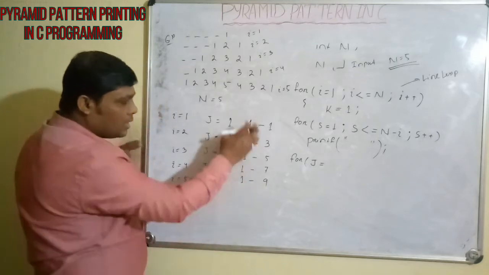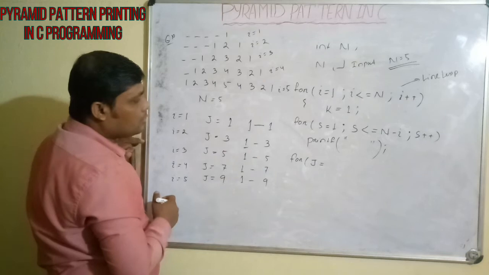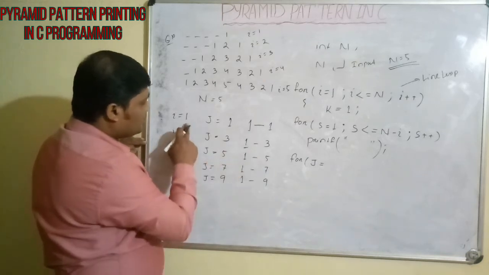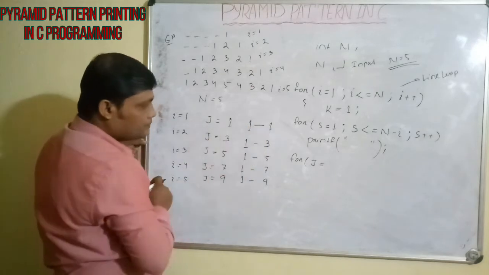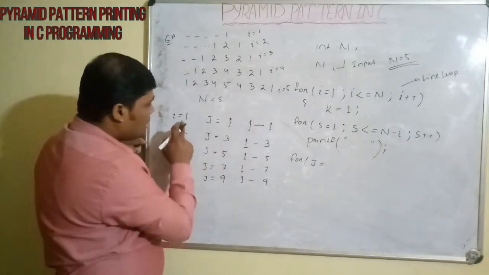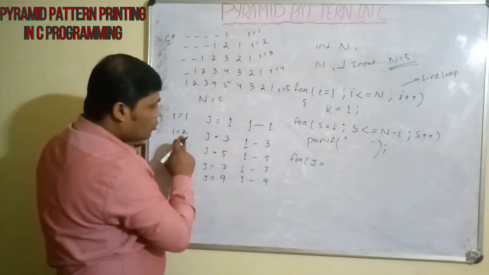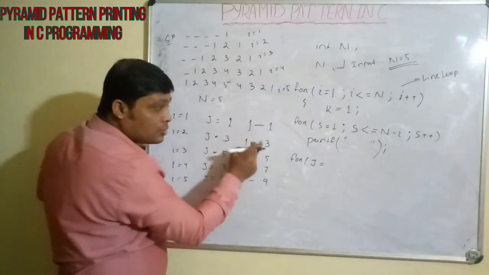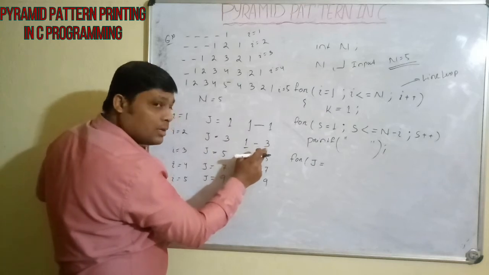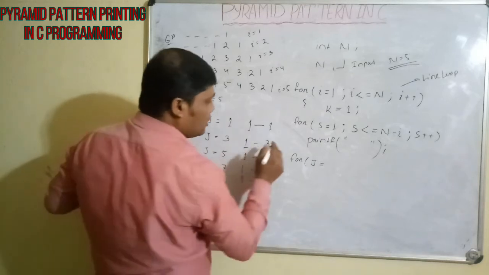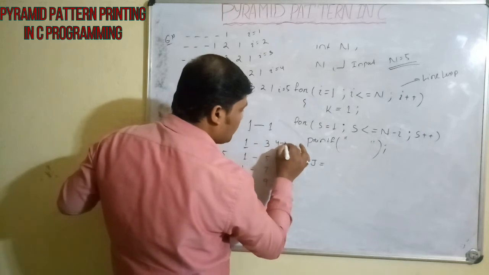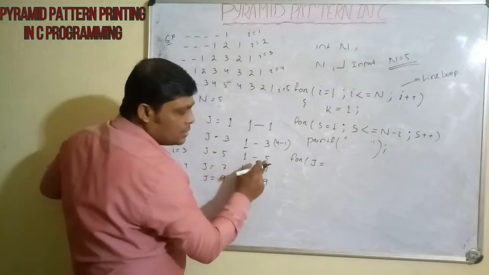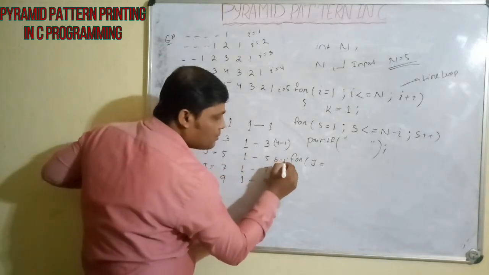You can imagine, you can construct a mathematical formula for where the j value ends. For i value 1, it ends with 1. For i value 2, j value ends with 3, and 3 is nothing but 4 minus 1. Then 5 I can write as 6 minus 1.